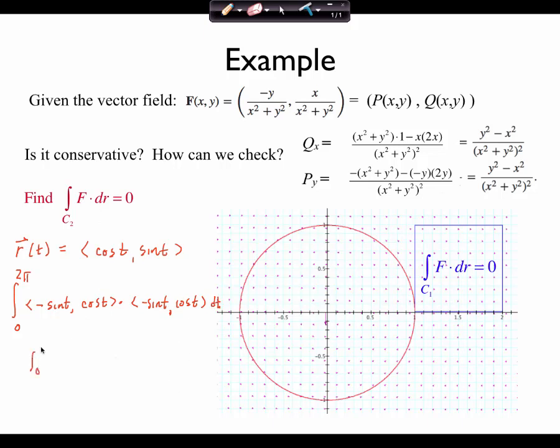The integral from 0 to 2 pi of sine squared plus cosine squared, which equals 1, dt equals 0, right? Integral from 0 to 2 pi of 1 dt equals... oh, it equals 2 pi. What happened? I thought this was supposed to be 0.